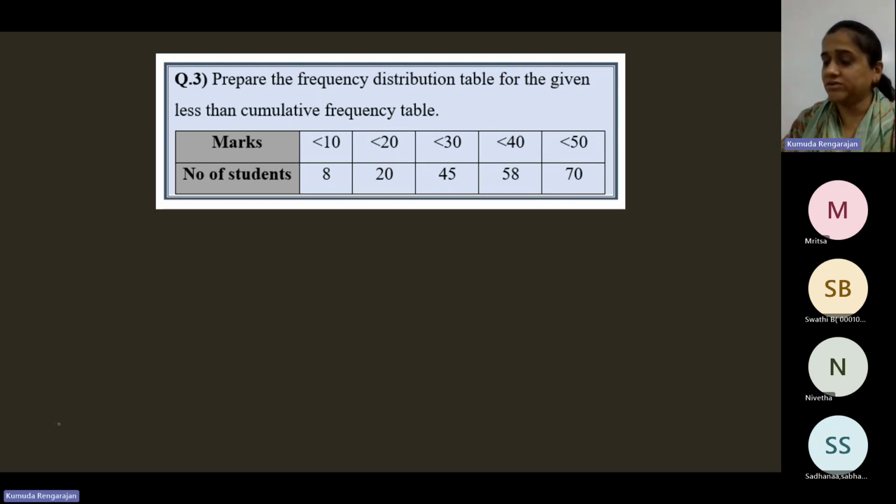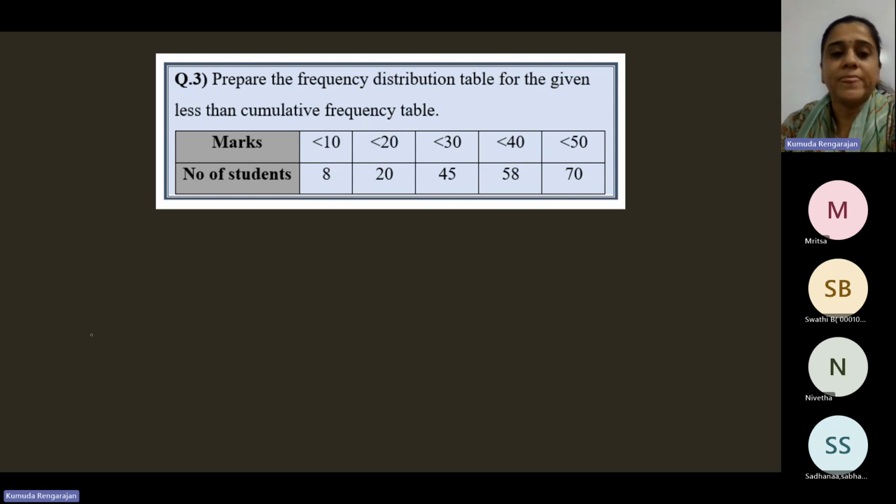So that's what is given to us. Less than 10 marks, 8 students have scored. Less than 20 marks, 20 students have scored. Less than 30 marks, 45 students, and so on. That's the meaning of this table. And since we have less than, it is a less than cumulative frequency table, not a frequency table.